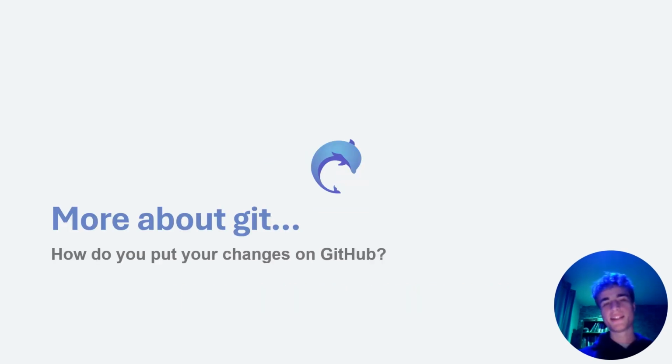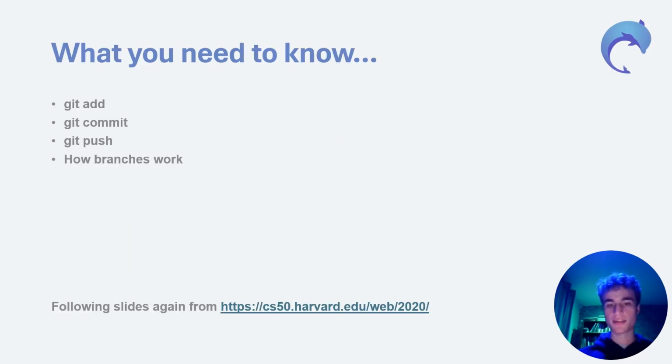And then we next need to look at more about Git, because we've got the question, once we've made a change, how do we put it on GitHub? And what do we need to know to do that?